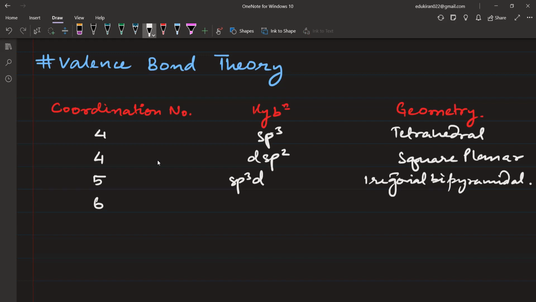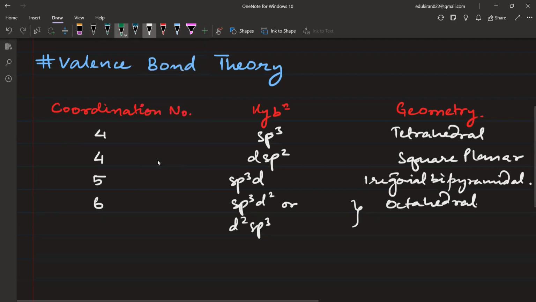When you have 6, you can have sp3d2 or d2sp3. Both of these give octahedral geometry. Now, coordination number 4 with sp3 and dsp2, and coordination number 6 with sp3d2 or d2sp3, these are important. Please write this down.